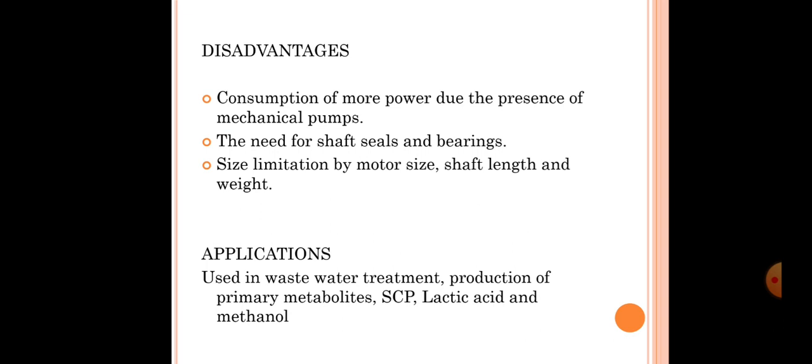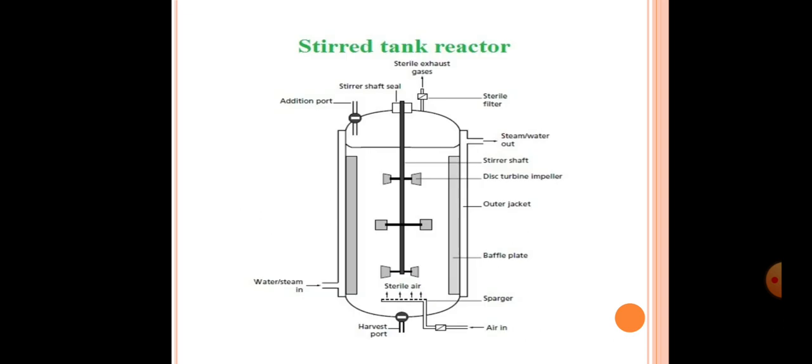It needs shaft seals and bearings. Size is limited by motor size, shaft length and weight. Applications: stirrer tank fermenters are used in wastewater treatment, production of primary metabolites, single cell protein, lactic acid and methanol production. This is the skeleton or structure of a stirrer tank fermenter.